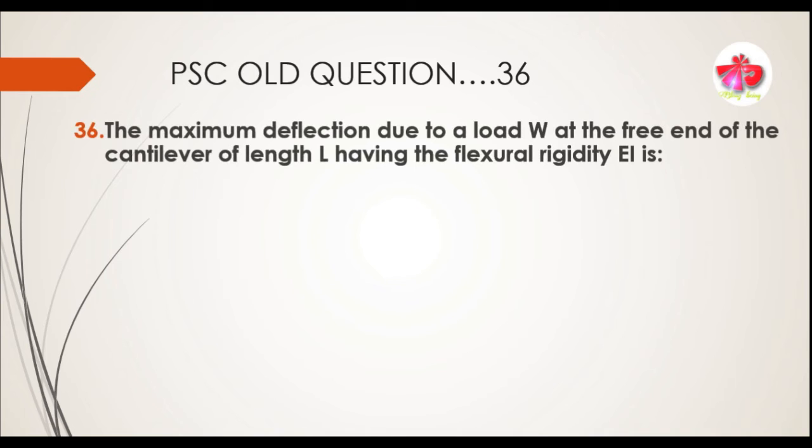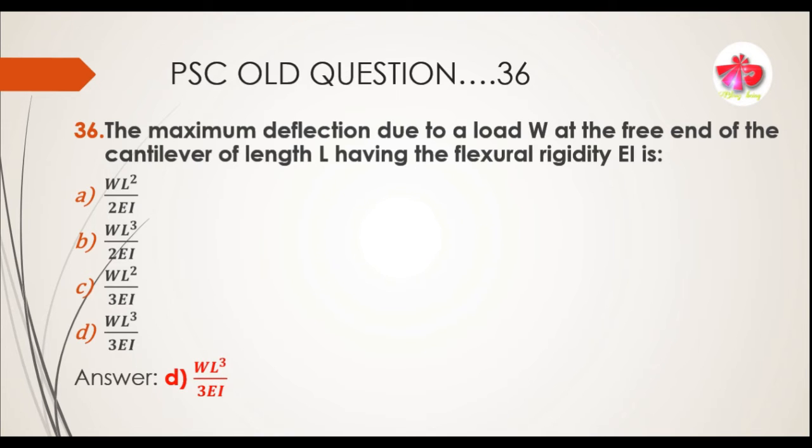Question number 36. The maximum deflection due to the load W at the free end of the cantilever of length L having its flexural rigidity EI is what? Option A, WL square by 2EI, option B, WL cube by 3EI, option C, WL square by 3EI, and option D, WL cube by 3EI. So friend, the maximum deflection due to a load W at the free end of the cantilever of length L having the flexural rigidity EI is WL cubed by 3EI. So option D will be the correct answer.